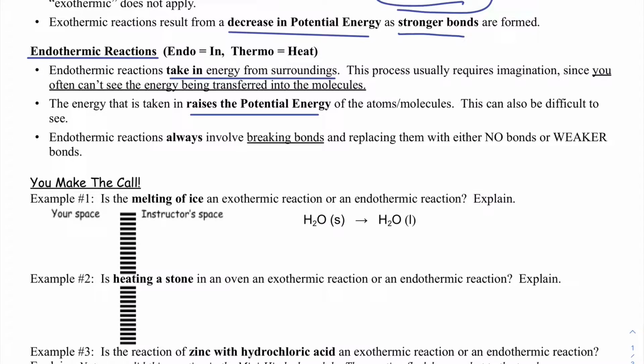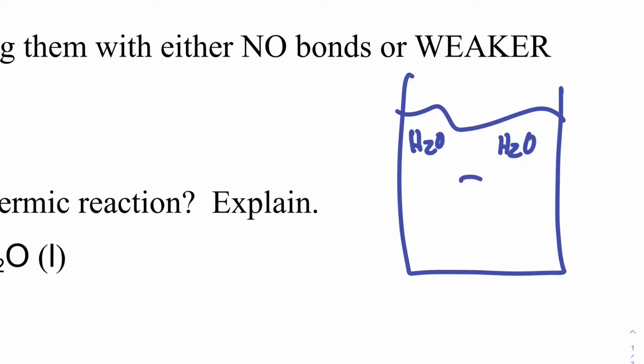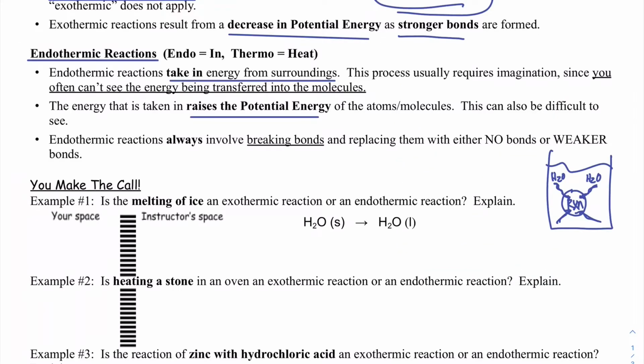Endothermic reactions are a lot harder to see than exothermic reactions because you can't see the energy being transferred into the molecules. Oftentimes, it comes from the surroundings. So let's say you have a beaker with some water in it, and there's some reaction happening here. RXN means reaction. If it's endothermic, it's going to take in energy from the water around it. Endothermic reactions always involve breaking bonds and replacing them with either no bonds or weaker bonds. Less stability, higher potential energy.